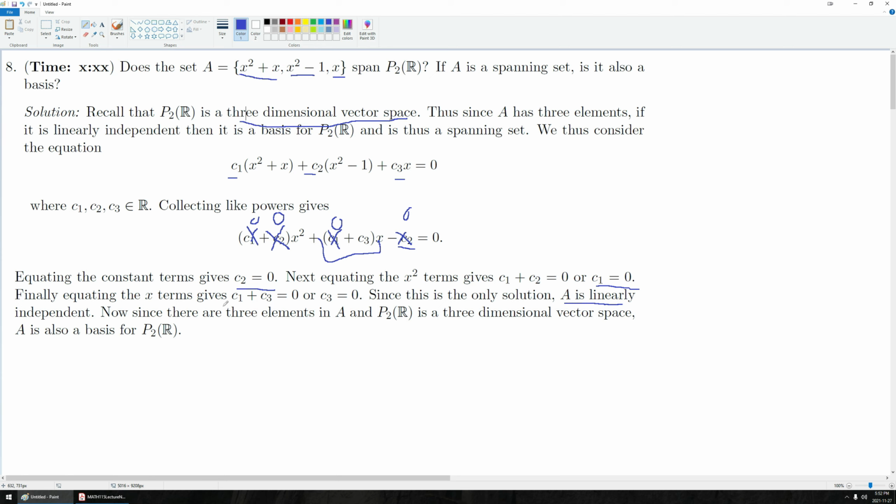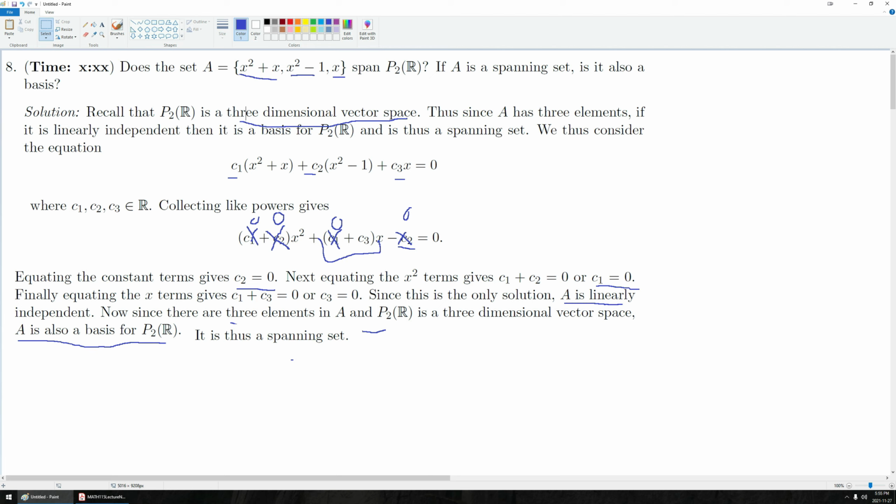So from here, notice that since, again, there's 3 elements of A, and P2 of R is a 3-dimensional vector space, I get that A is also going to be a basis for this set here. And from here, it is thus a spanning set. Okay, so definitely for these type questions, try to think smarter, not harder. You don't actually have to check to see if it actually spans it manually if you can show these other properties hold here. So just be cautious and think of those type shortcuts as you approach problems.